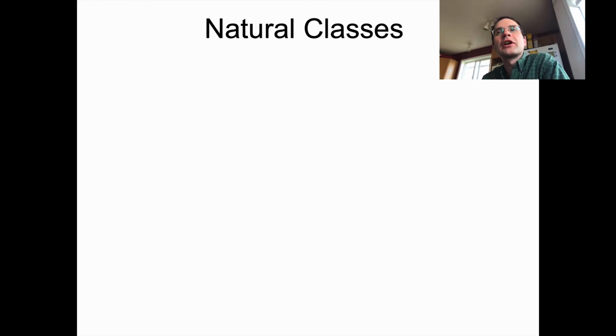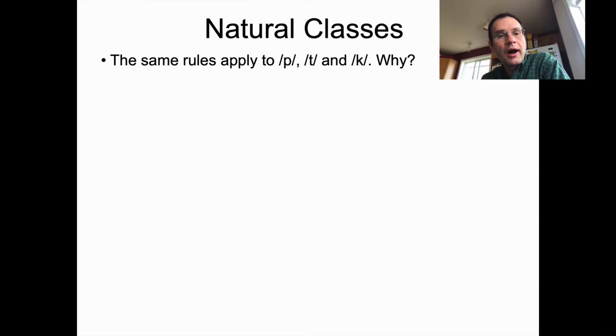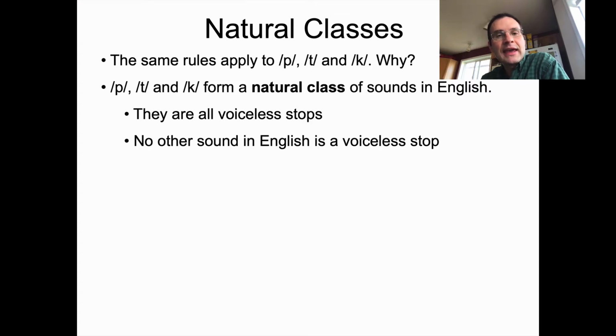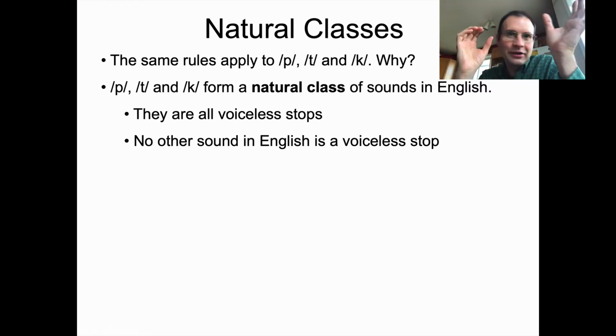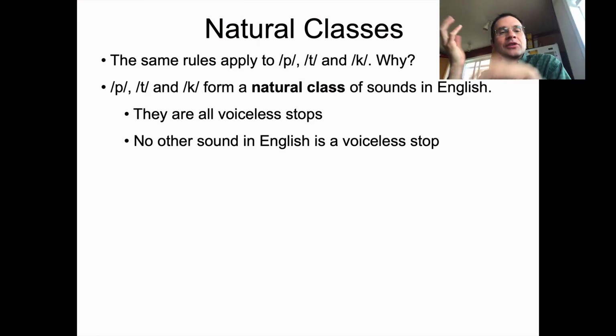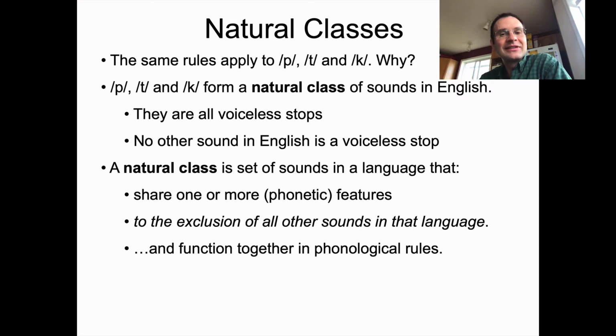So the way we're going to talk about that is by referring to the concept of natural classes. P, T, and K form a natural class of sounds in English. They have features that they all share in common that no other sound in English has. So P, T, and K are all voiceless stops, and no other sound in English is a voiceless stop. That makes these three sounds what we call a natural class.